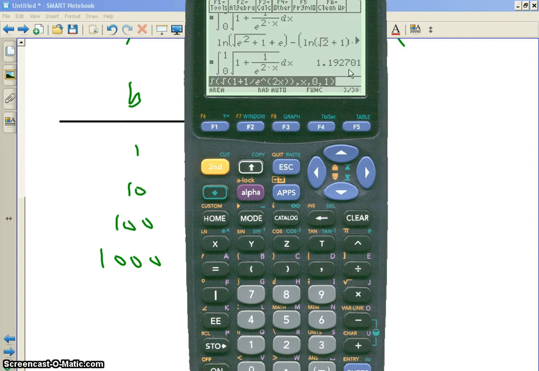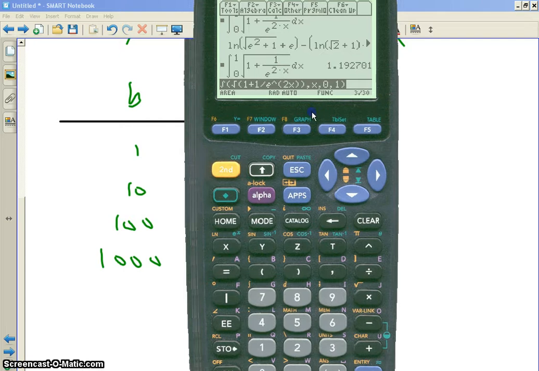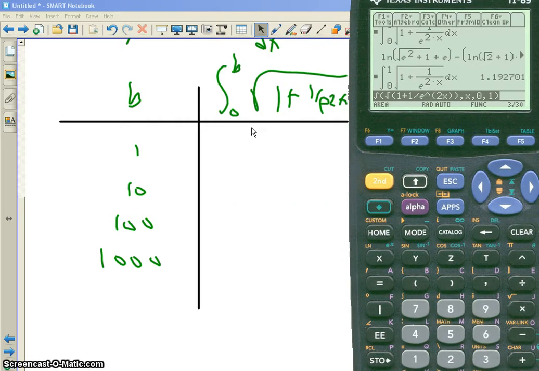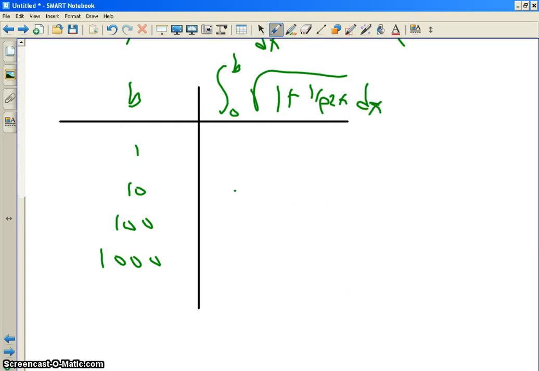Now if I want to do a fixed 4, let's do it in our heads. I want the answer to 3 places, so if it has round-off error in the 4th place, it's okay. So 1.1927. Okay, what happens if we plug in 10?